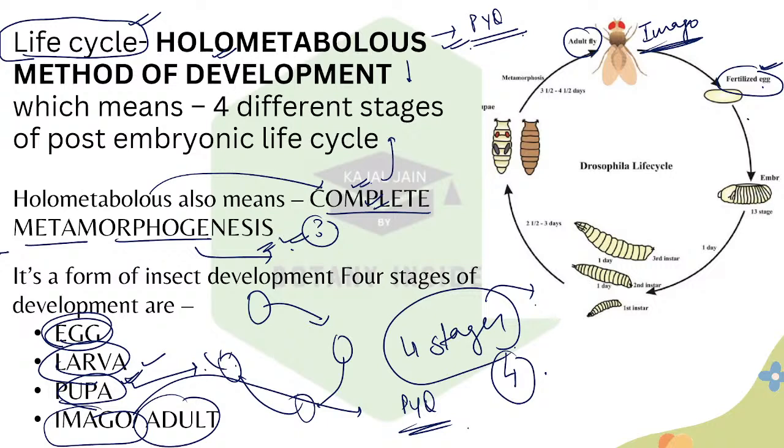Okay. Remember this. Two questions have been asked previously, specifically from this slide, and a number of other questions can also be framed. So keep a note of it. What is the type of the life cycle? What type of development are they showing? And what are the four stages? Go through this, everyone, and then we'll proceed further.